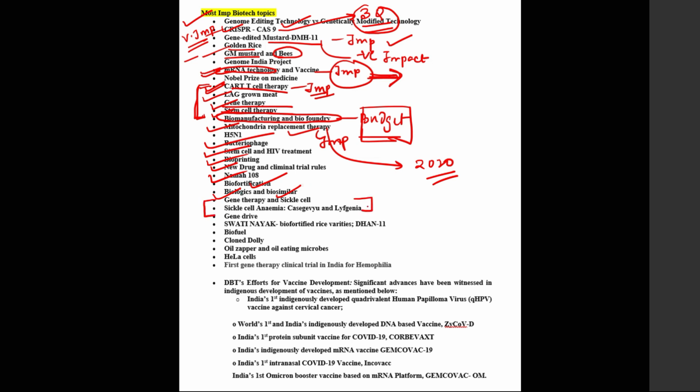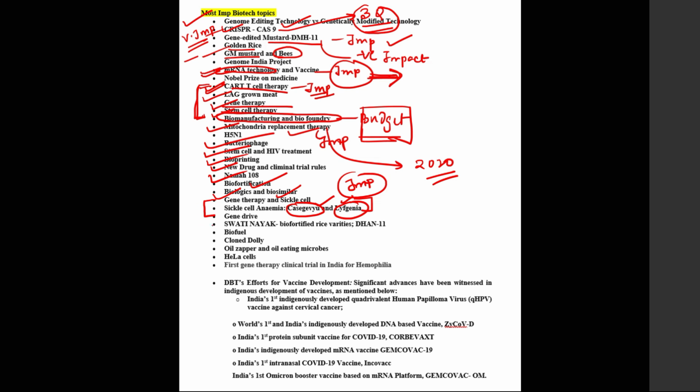Next, these 2 topics are very important. Guys, this year, there have been new discoveries about treating sickle cell anemia. So there are 2 techniques which are called the Casgevy technique and the Lyfgenia technique. These 2 techniques are very important. You can expect a question on these 2 techniques. These 2 techniques are basically related to gene therapy. So Casgevy and the Lyfgenia technique are very important.